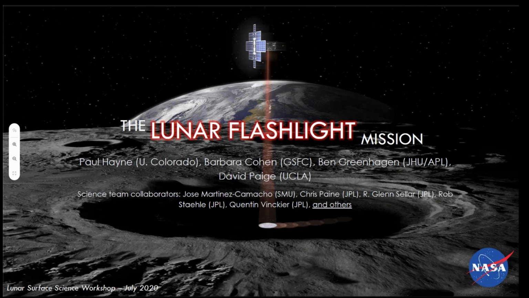So I'm going to talk about the Lunar Flashlight mission, and I'm presenting this on behalf of our PI, Barbara Cohen, who couldn't make it, and the whole Lunar Flashlight team, some of whom are listed here. This is a low-cost, high-risk, high-reward mission that was originally selected by the Advanced Exploration Systems program within NASA's Human Exploration Directorate. The objective of the mission is to identify water ice at the surfaces within permanently shadowed craters. Next slide, please.